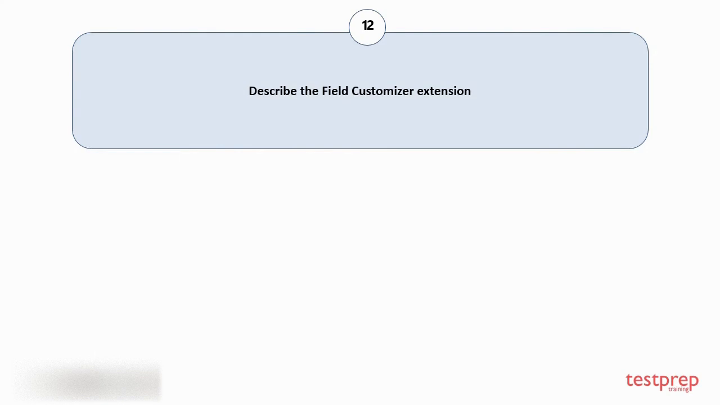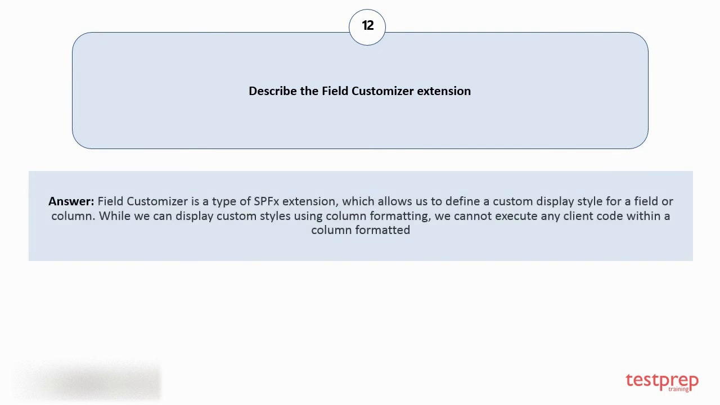Question number 12, describe the Field Customizer extension. Your answer is: Field Customizer is a type of SPFx extension, which allows us to define a custom display style for a field or column. While we can display custom styles using column formatting, we cannot execute any client code within a column formatter.